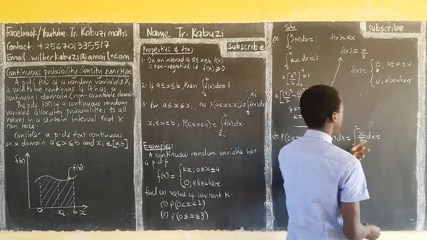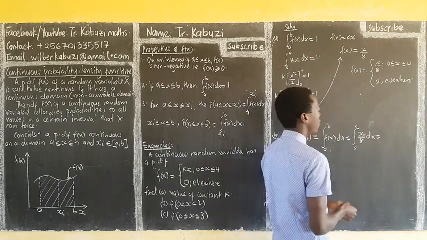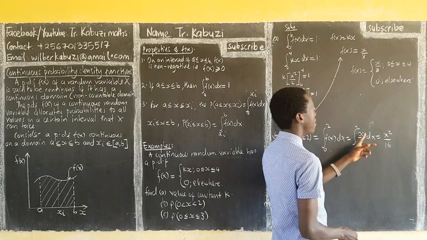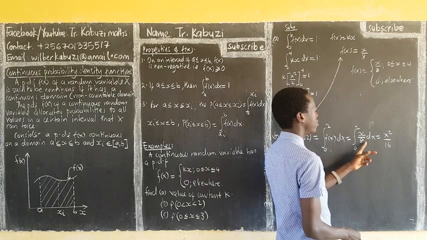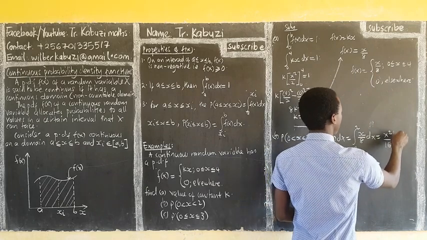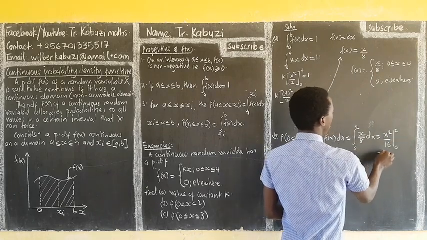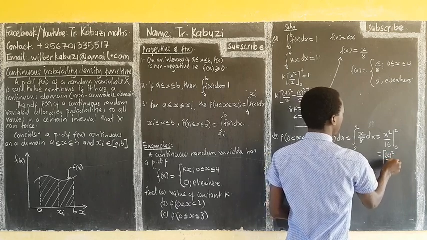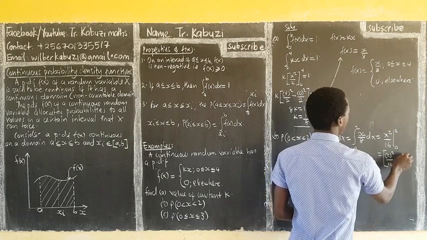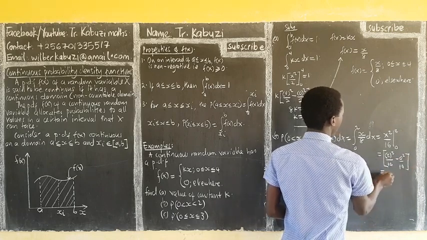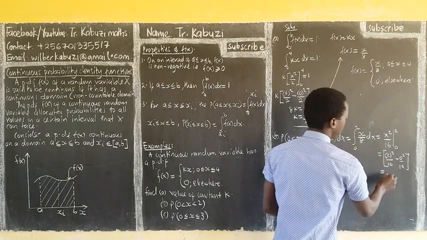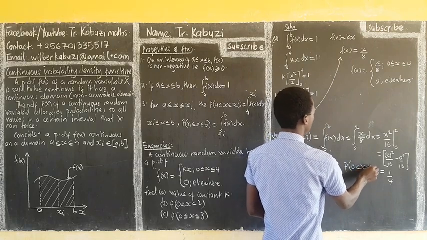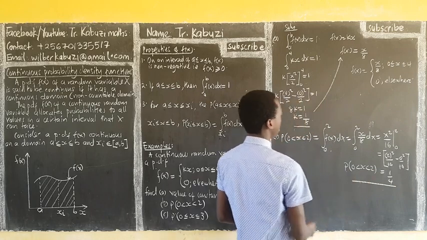If I integrate this, we increase the power by 1 and divide by the new power. So I'll have x squared over 16. Remember, dividing by 2 means 2 times 8, that will be the 16. Now from 0 to 2, when I put in those limits, I have 2 squared over 16 minus 0 squared over 16. The answer I'm getting is 4 over 16, which is the probability.